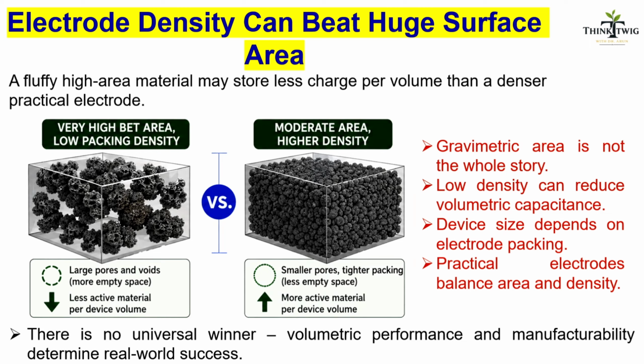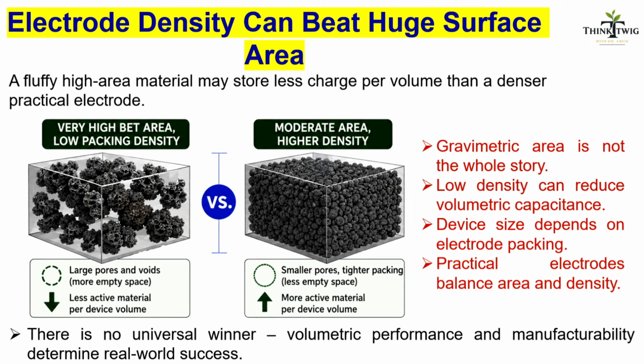A supercapacitor has limited space. We cannot keep increasing electrode volume. So performance per gram is very important. But performance per unit volume is also very important. And this is where the volumetric capacitance enters the picture. Gravimetric capacitance tells us the capacitance related to the mass. Volumetric capacitance tells us the capacitance related to the volume. And now, here comes another surprise.